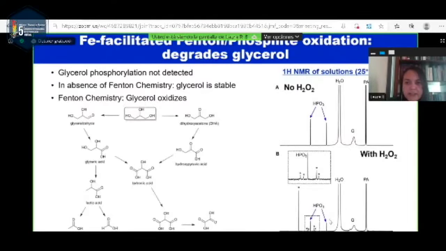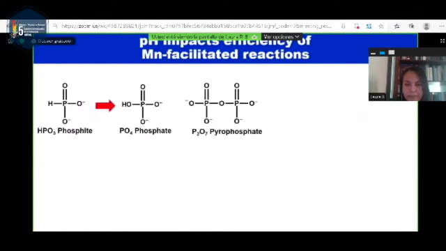When we add peroxide and get the reaction going, we see the formation of new peaks shown with asterisks, and they have shifts consistent with oxidation products of glycerol. And in the literature, there's actually a lot of studies that have talked about how glycerol can react with hydroxyl radicals to form a range of organics. And we think this large peak here is probably formate.